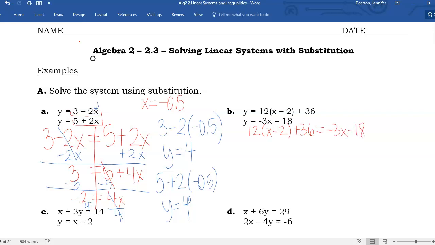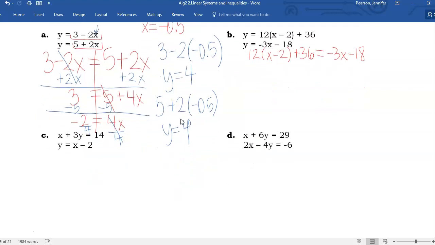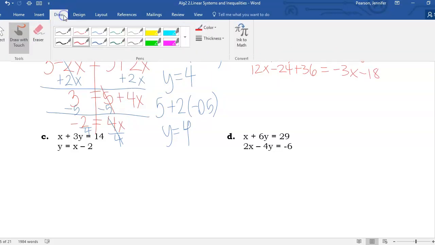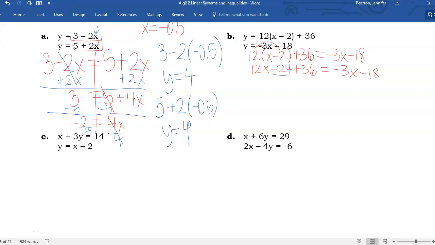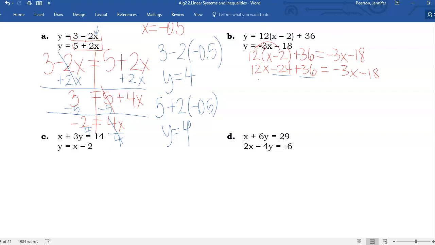Okay? So whenever I see a number in front of parentheses, my gut instinct is to distribute. So I'm going to multiply both terms inside that parentheses by 12. 12x minus 24. Then we're going to combine some like terms. We have a negative 24 and a positive 36. So 12x is still 12x. That is positive 12.